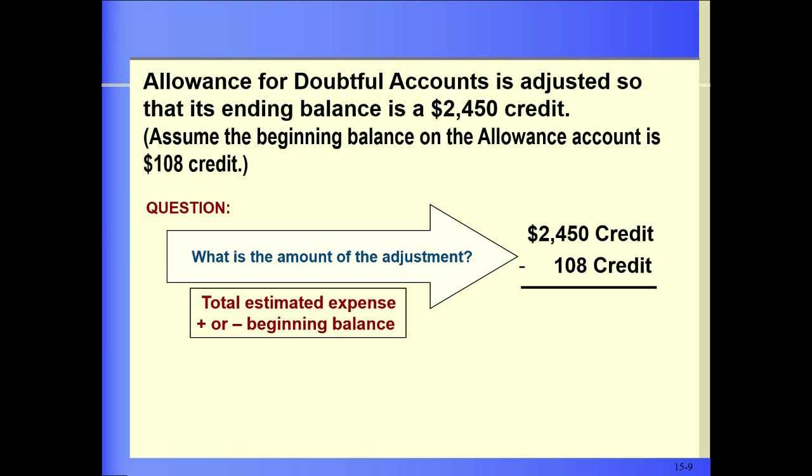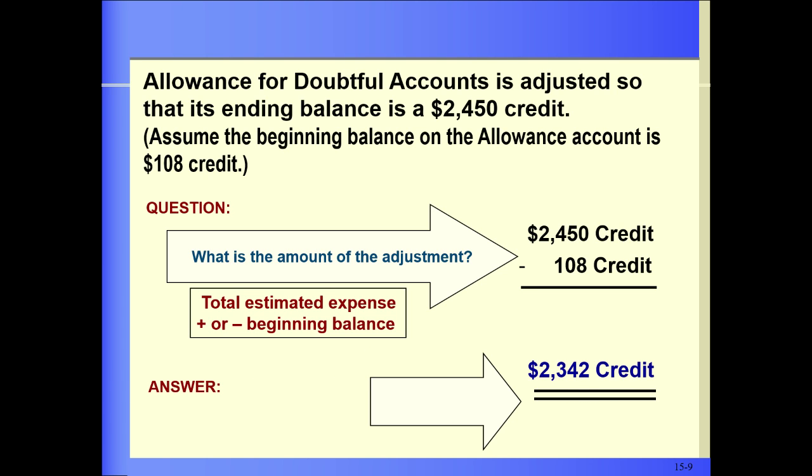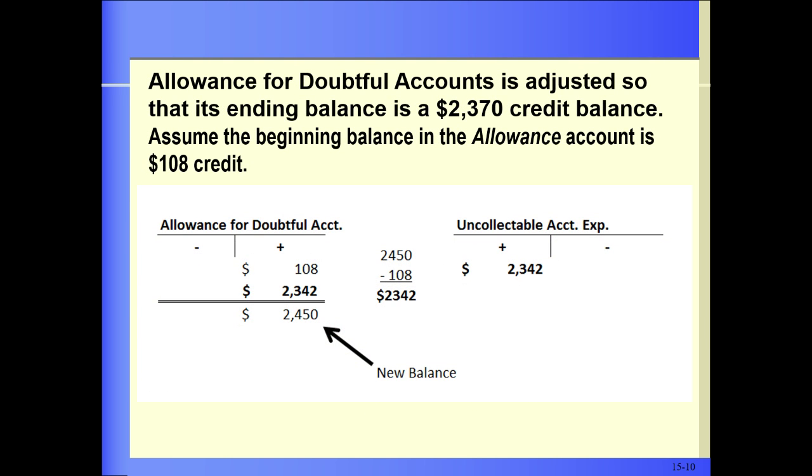So for this situation, if we want a new balance of $2,450 and we have a $108 credit balance in the account, we've got to find the difference between those two. We're going to take the $2,450, subtract $108, and that's going to give us an amount of $2,342. That is going to be our credit entry into allowance for doubtful accounts and our debit entry into uncollectible accounts expense. So let's look at this through the T accounts and make sure that you understand how we came up with this particular amount.